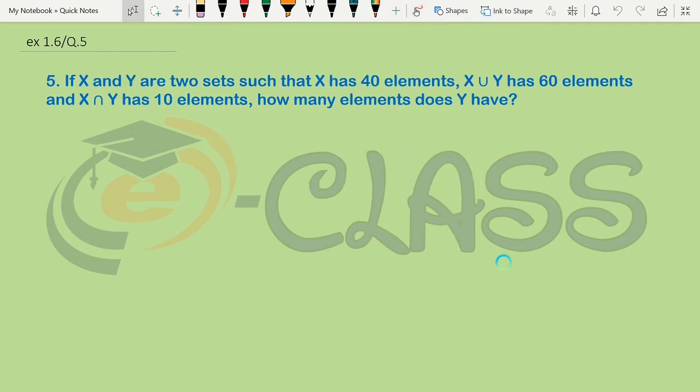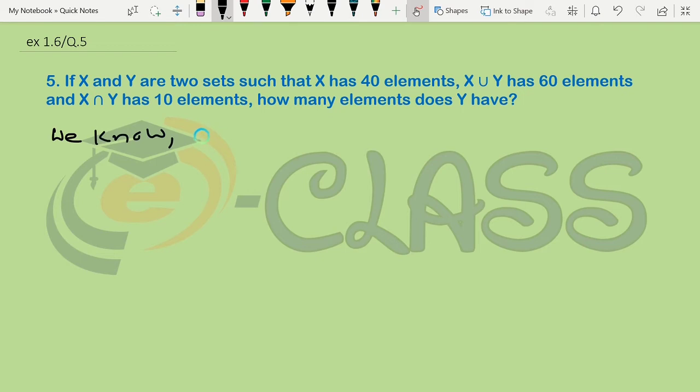Now the next question is question number 5. Question number 5 says X and Y are two sets such that X has 40 elements, X union Y has 60 elements, and the intersection has 10 elements. How many elements does Y have? So we know everything.